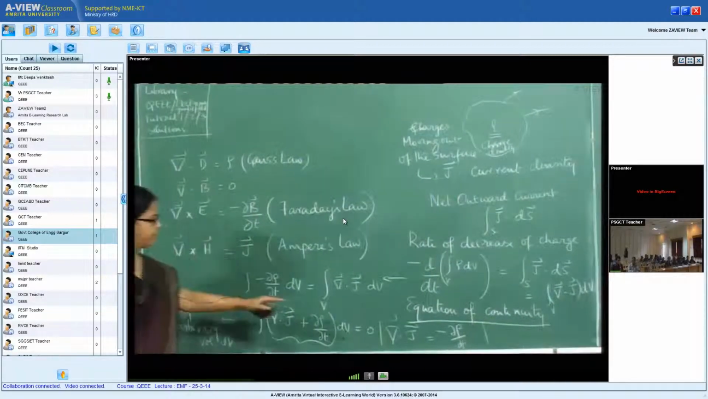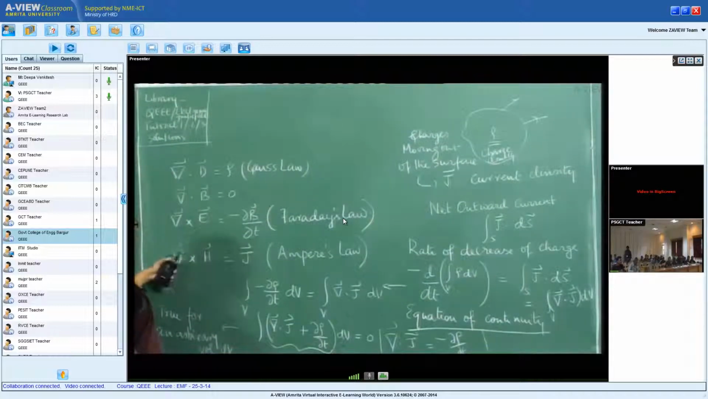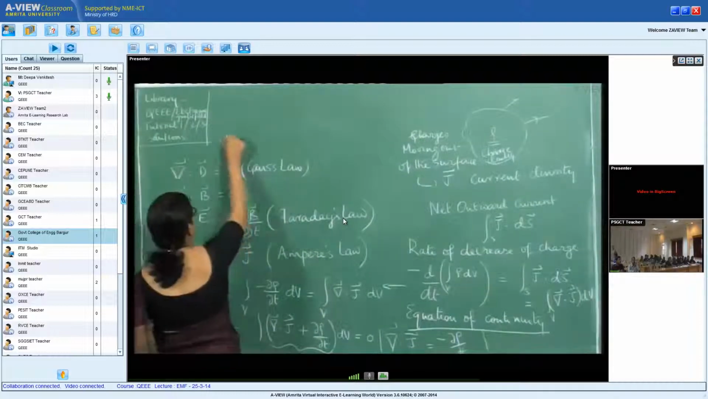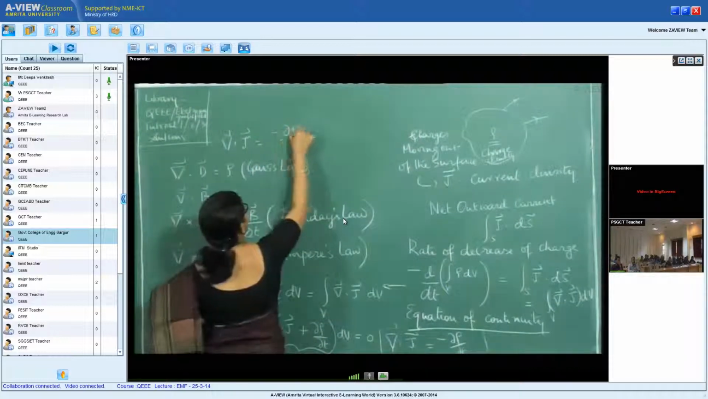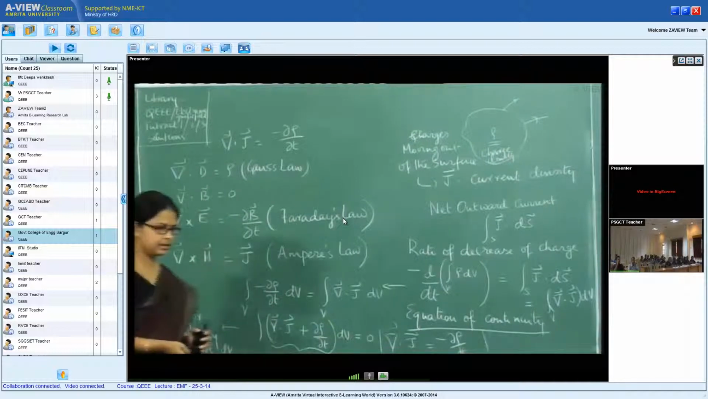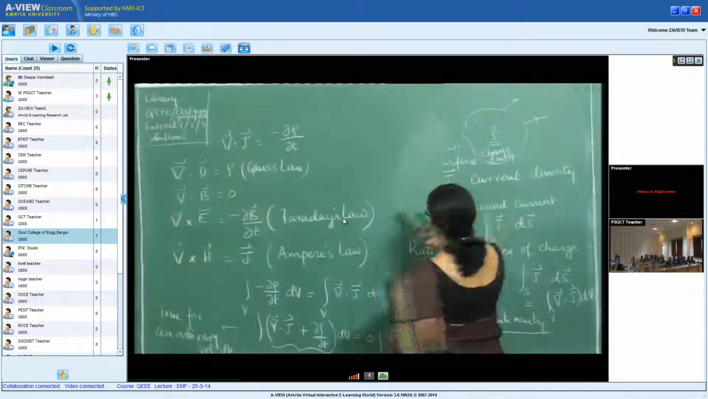So this is another important result which has to be used in conjunction with Maxwell's equations. This is also universally true. Just as Maxwell's equations are universally true, this equation is also universally true. The Maxwell's equations actually have to have this also, minus del rho by del t, the equation of continuity. Only then it becomes complete. But when you add this, there is a problem. And the problem is the following.